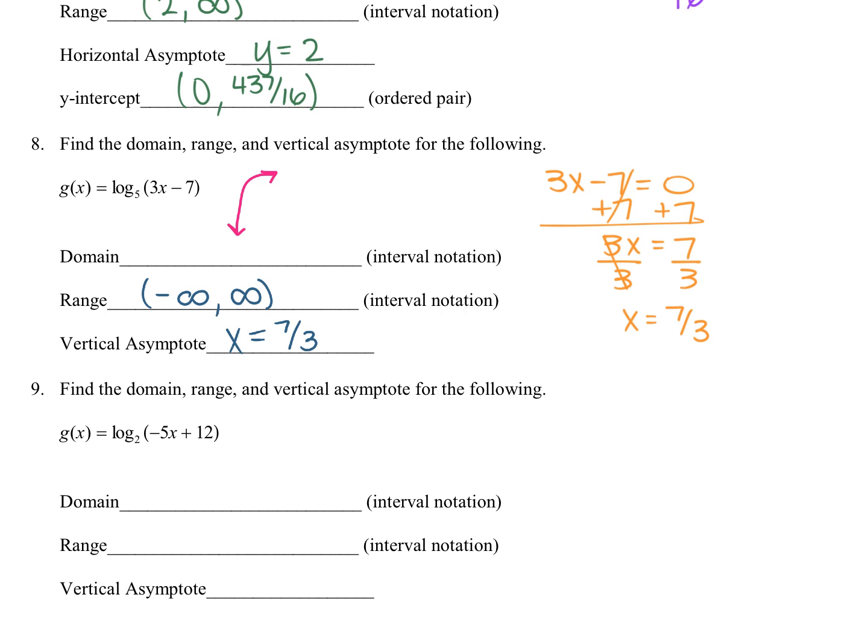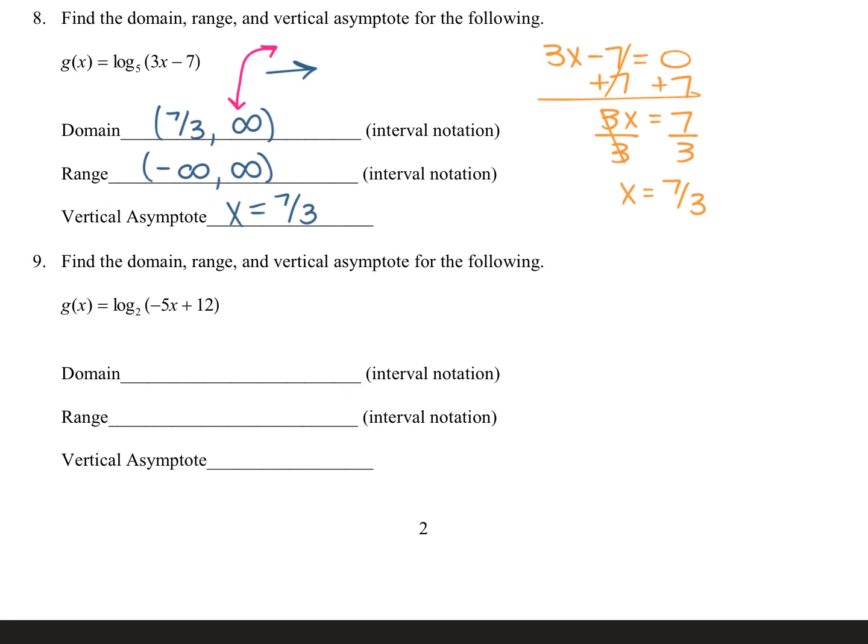Now look at your domain. Domain is right to left. Are you going to the right or the left? The right. So this is going from 7/3 to positive infinity.